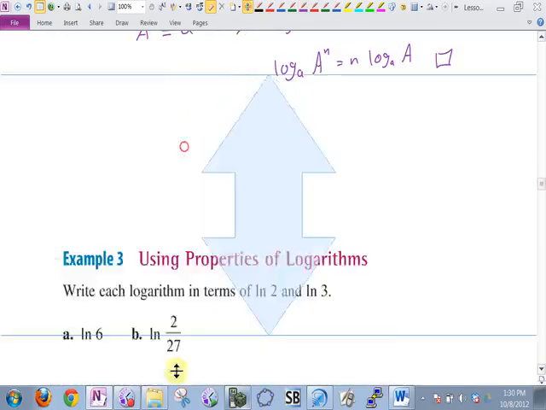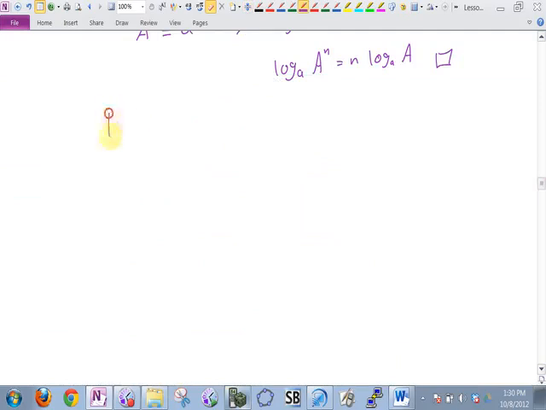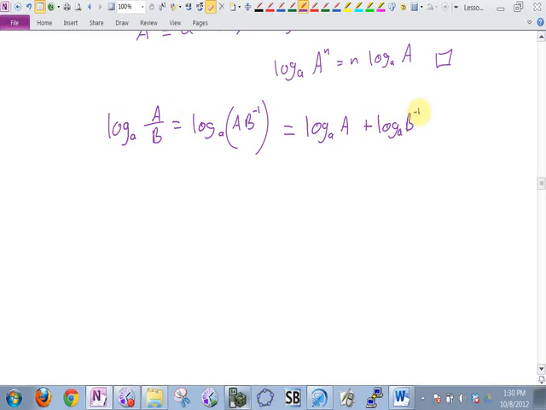Then, the division rule. Isn't division the same thing as multiplying? Is A divided by B the same thing as A times B to the negative first, where only B is being raised to the negative first? So can't I use my product rule and call this the log base a of capital A plus the log base a of capital B to the negative first? But then I have that power rule that lets me bring that negative 1 down. And hey, there you go. So we just proved all three of these properties. Right?